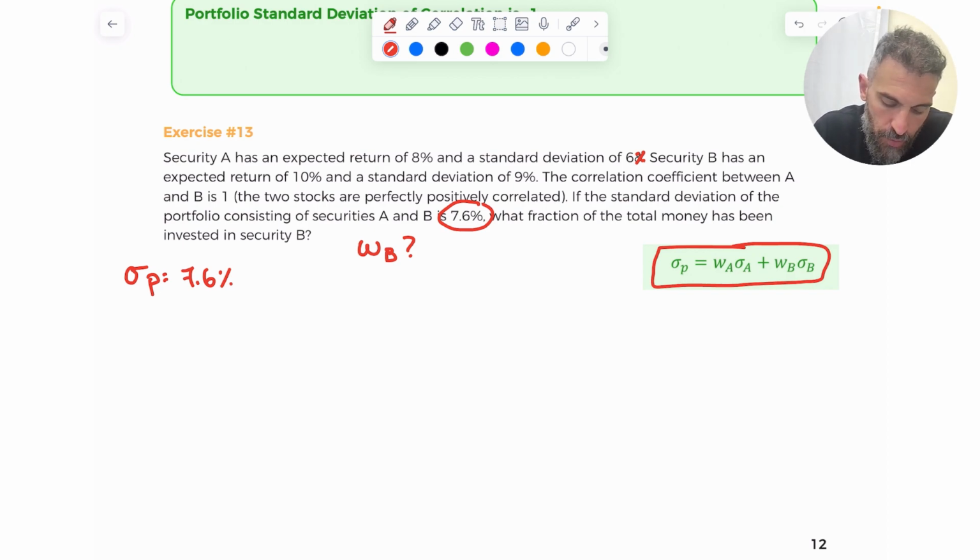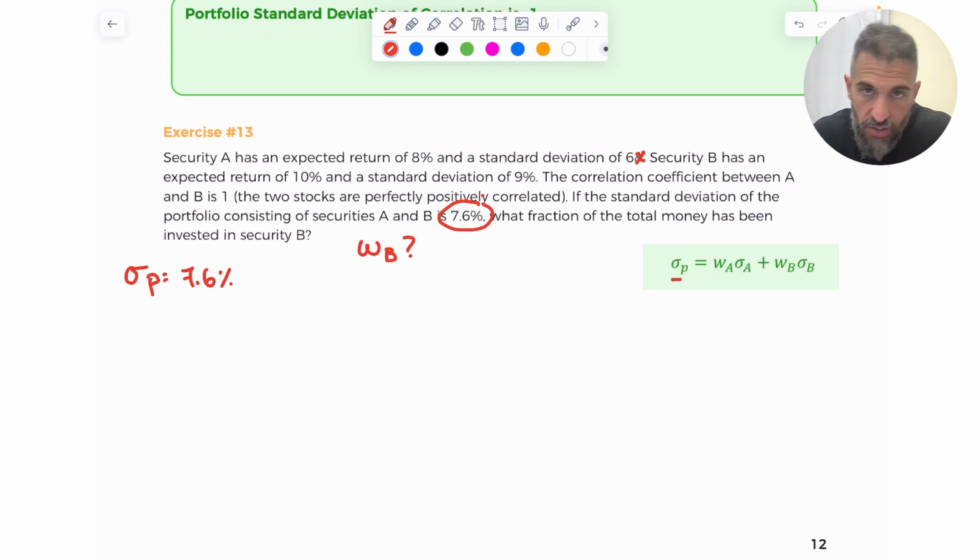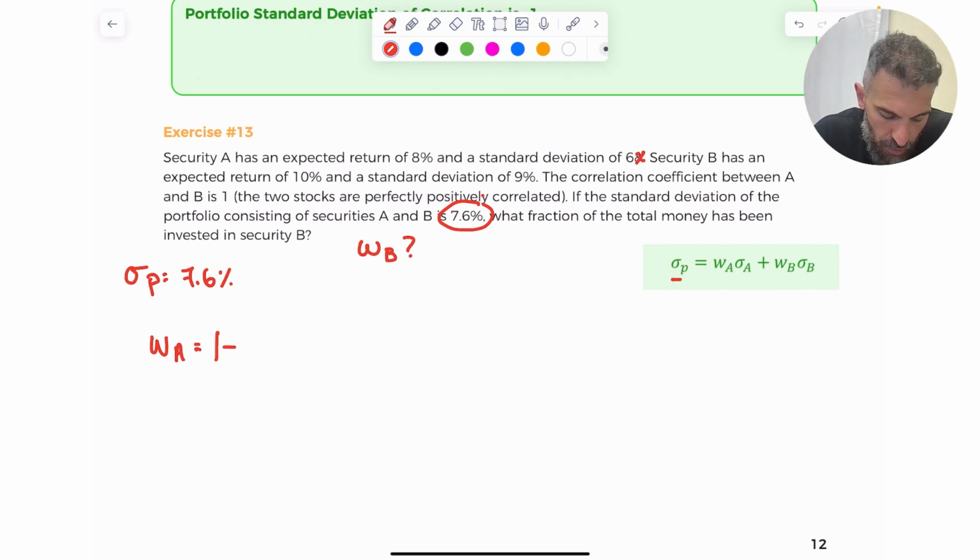So I'm going to use this formula, again, for two reasons. One, I have the standard deviation of the portfolio, and because it's a perfect positive correlation, I know I can use this shortcut. The other thing, and this is probably the most important thing in this question, is when you're solving for weights, you always want to have one of them be a function of the other. So instead of weight A, I'm going to replace that with 1 minus weight B.